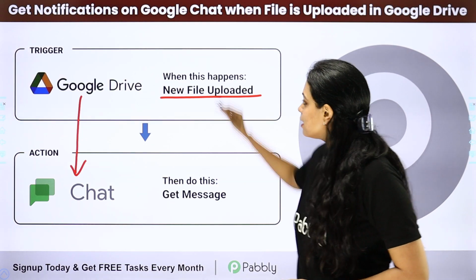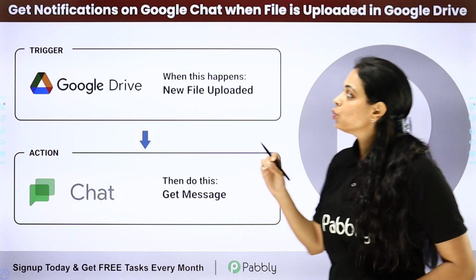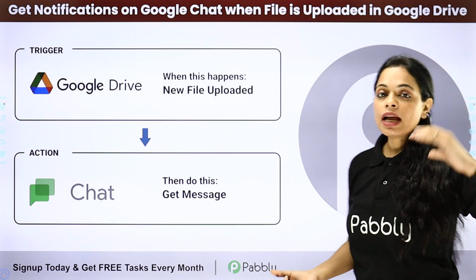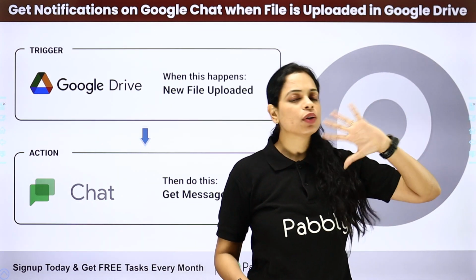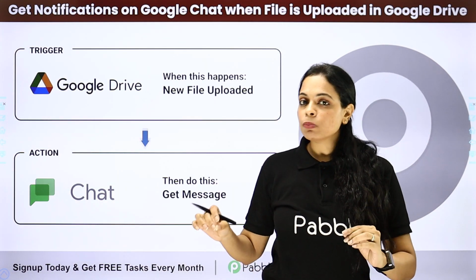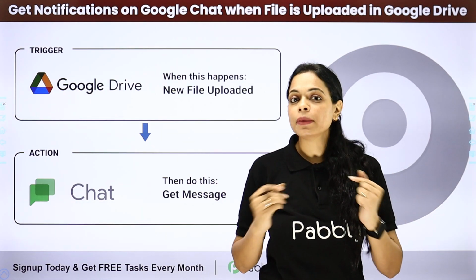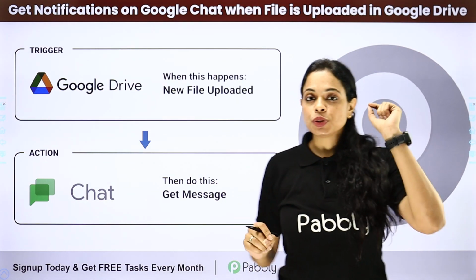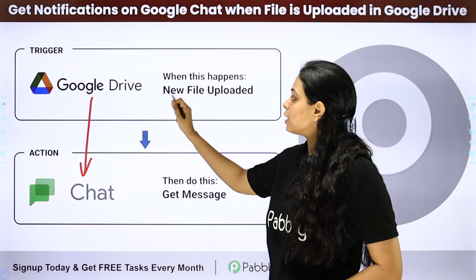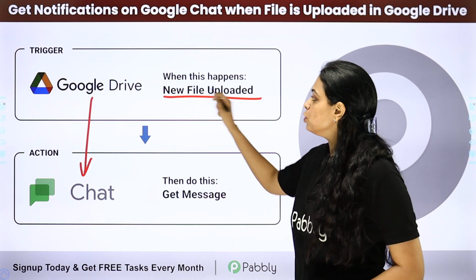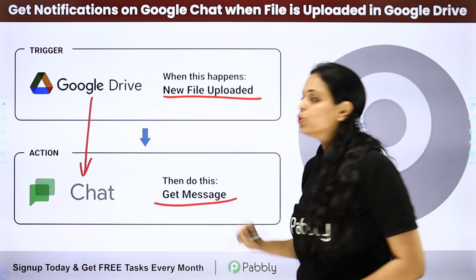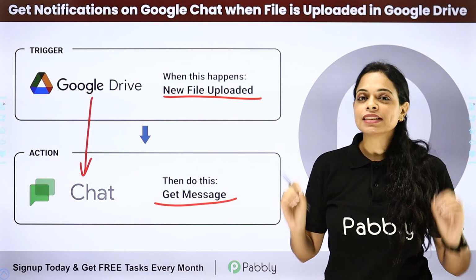And the last example that we have here is get notifications on Google Chat when a file is uploaded on Google Drive. So I want that every time there is a particular course file or any other file which is uploaded on Google Drive, then I should be notified along with my team on Google Chat so that I'm absolutely updated about it. So to do the same, we are going to integrate the two applications. Here your trigger event would be new file uploaded, then your action application will be Google Chat and here the event would be to send a message. I hope this is absolutely clear to you.